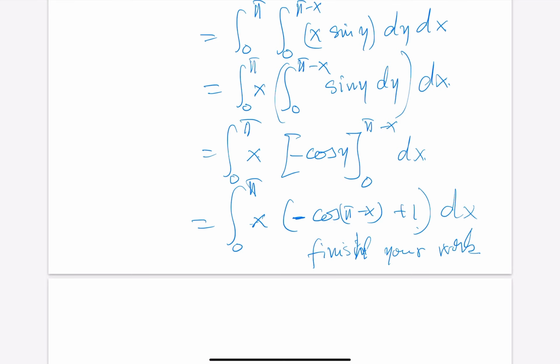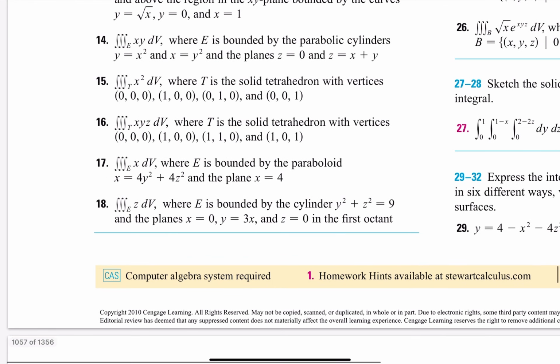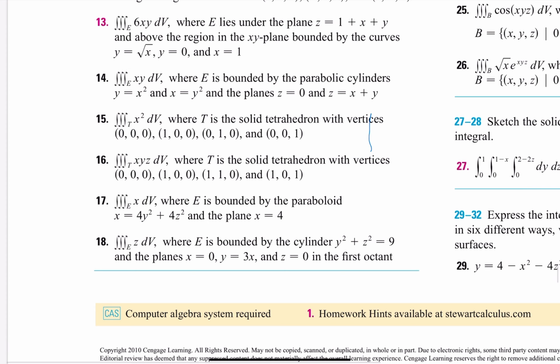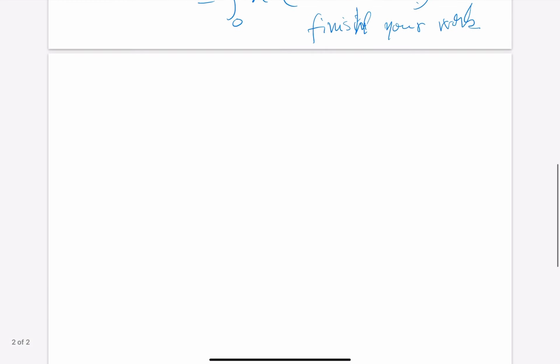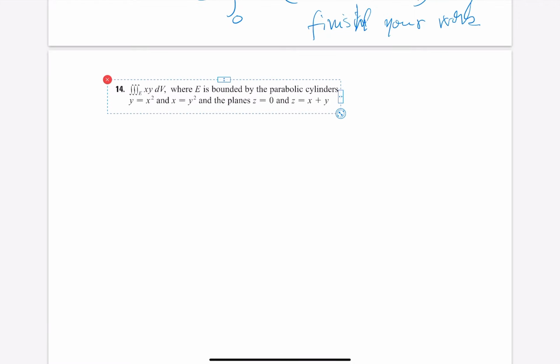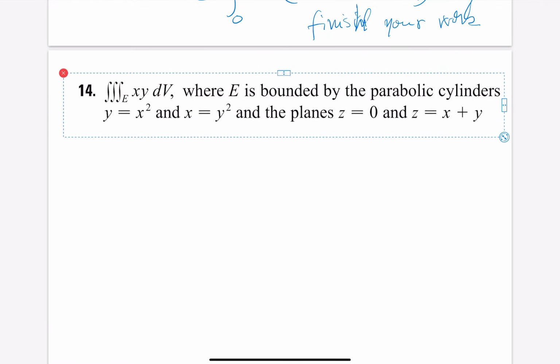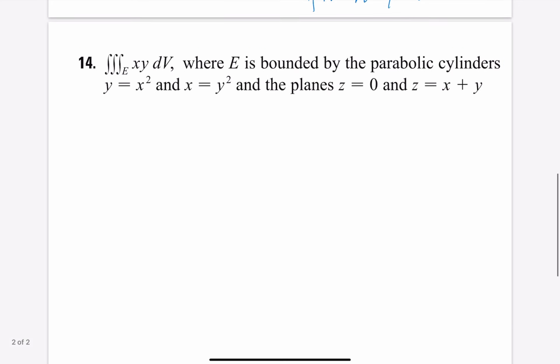Let me do the next one. The next one is, let's do just number 14 on the textbook, question number 14. On question number 14 you have this one, okay, copy here, and then I will have this, and I have this one. So question number 14 is this one. Okay, do the same thing.